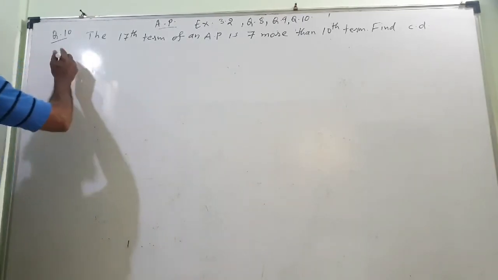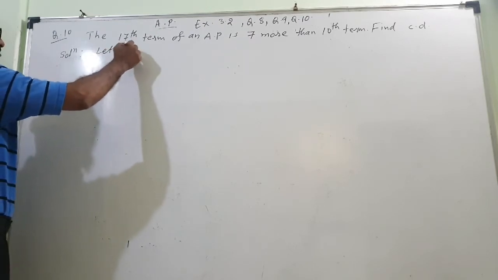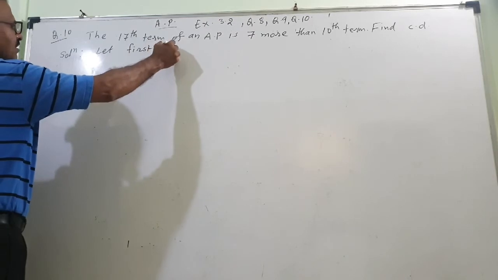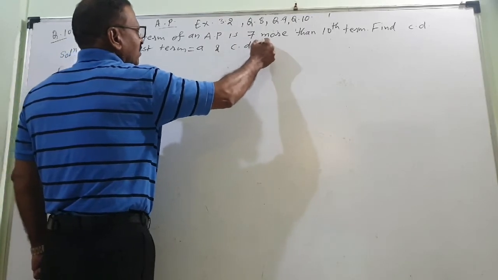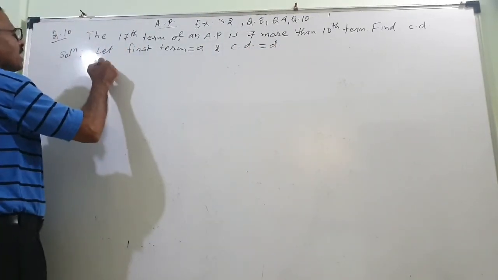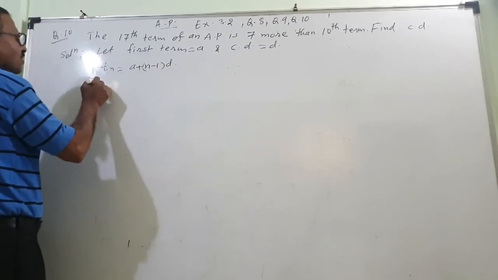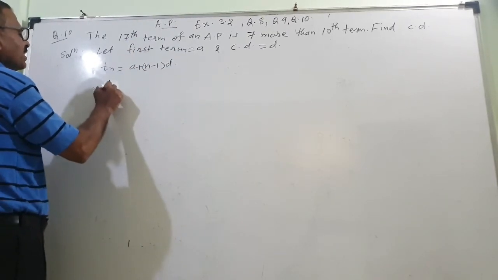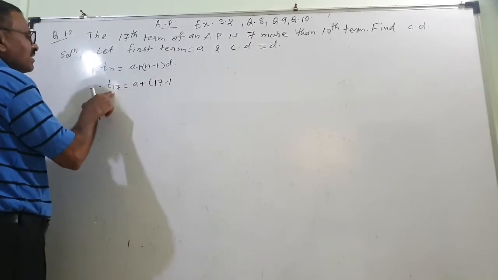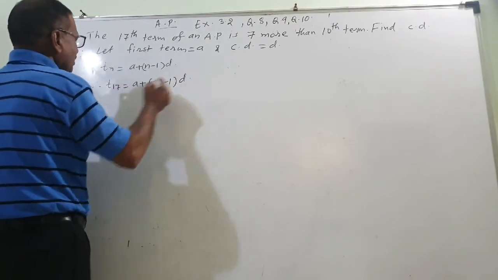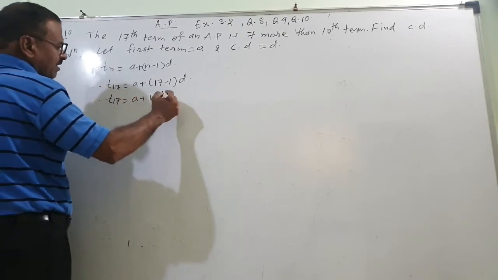So solution, let first term equal to A and common difference equal to D. We know that Tn is equal to A plus n minus 1 into D. Therefore, the 17th term, T17, is equal to A plus 17 minus 1, n is 17, into D. Therefore, T17 is equal to A plus 16D. This is number 1.